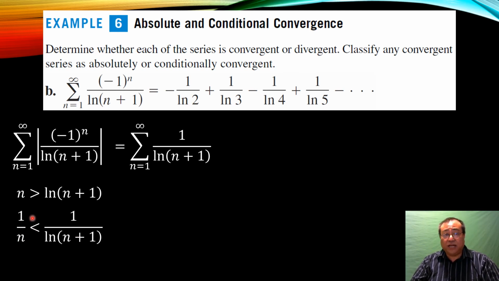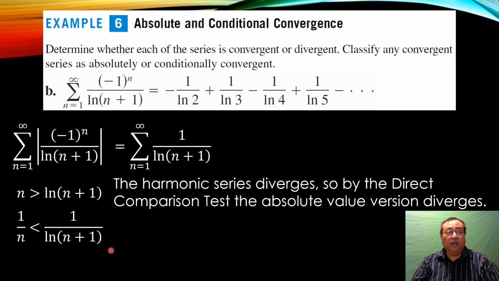Now, 1 over n would make the harmonic series, and we know the harmonic series diverges. And this one is bigger than the harmonic series. So by the direct comparison test, the absolute value version diverges. So this was an example of using a direct comparison test where I thought it was easy. You might disagree, but comparing n to natural log of n plus 1, I think it should be easy.